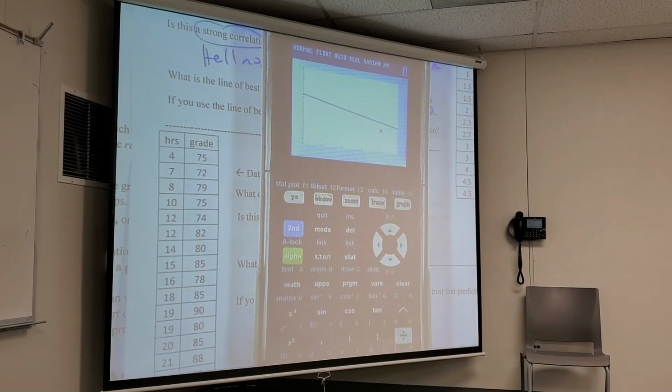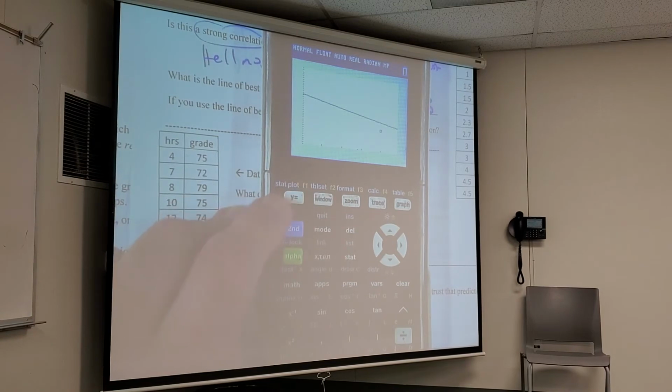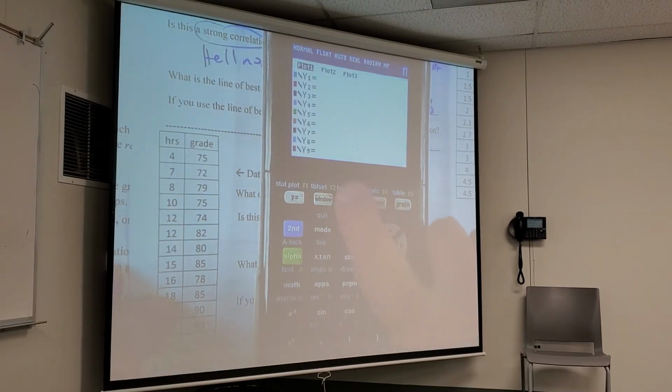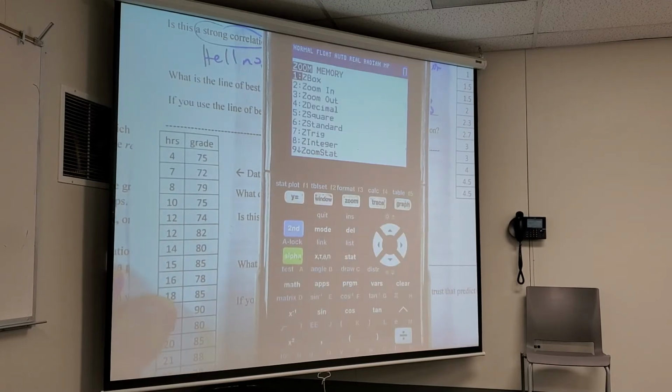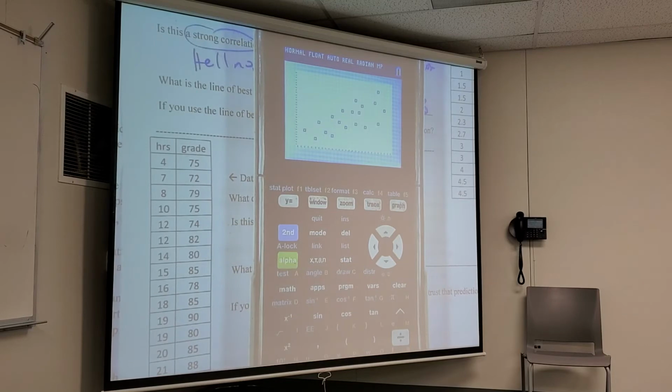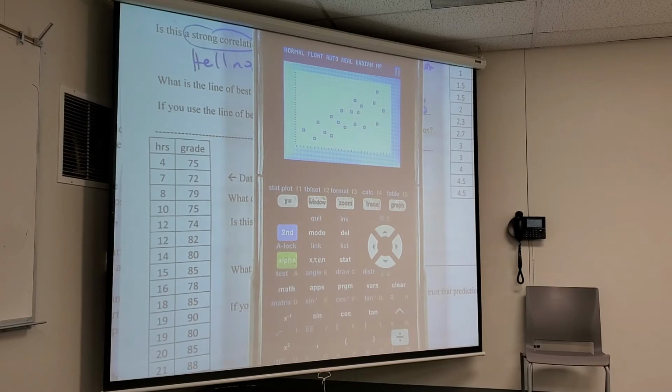How do you get rid of the line? Go to Y equals, hit clear. And then whenever you put new data in, you have to zoom 9, and it'll find it for you. I've got the steps right here. The steps are on that sheet I gave out also, but, you know, it's fine.